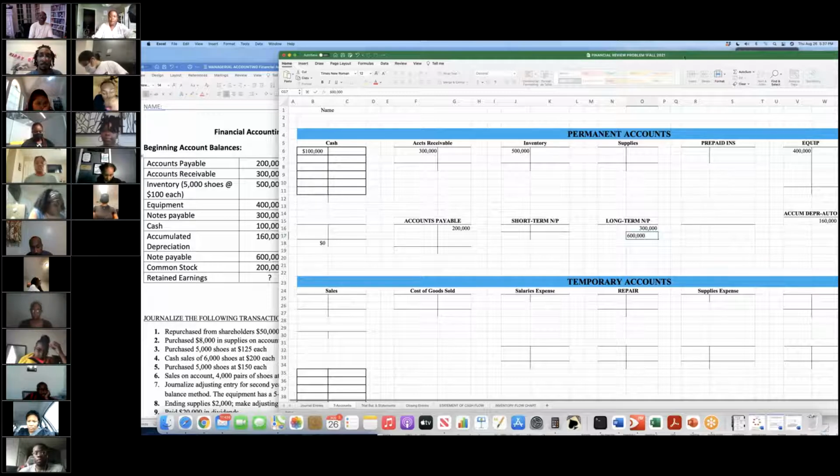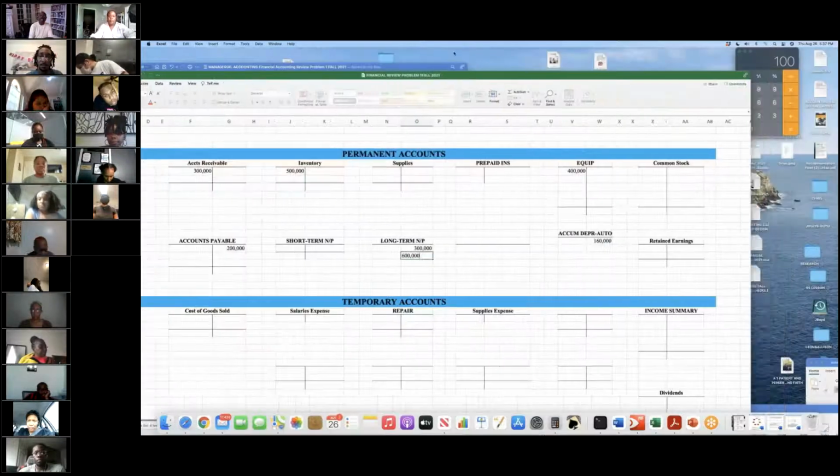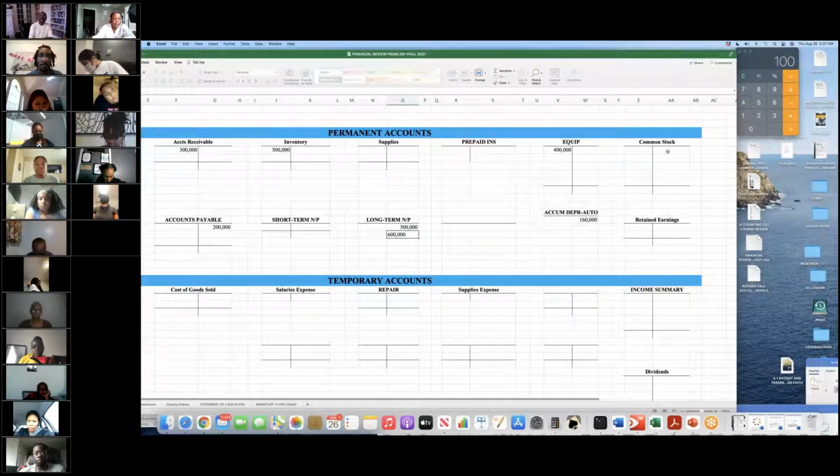And we had common stock of what? 200,000. And what's that balance going to be? That's going to be a credit. Credited. So we're just going with the normal balance in the accounts.